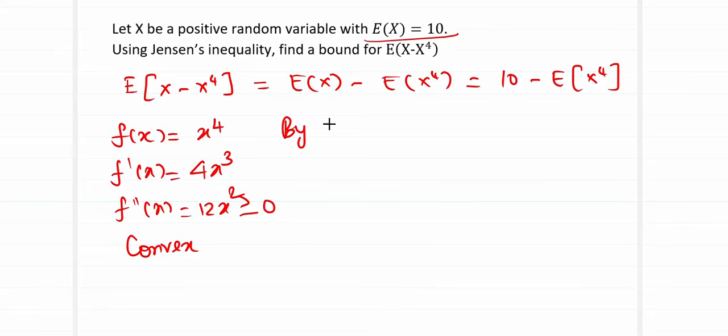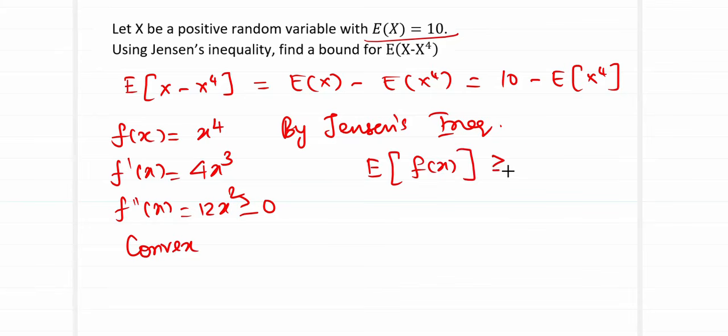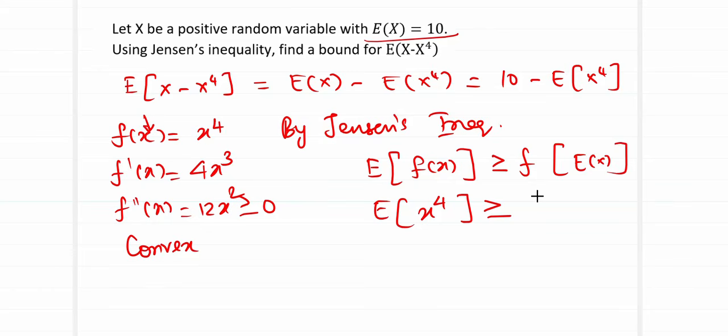So by Jensen's inequality, what do we have? Your expected value of f of X is greater than or equal to f of E of X. Now what we have taken for our f of X is going to be X power 4. This is greater than or equal to, in my function wherever I have X, replace it with E of X. So this will become E of X the whole to the power of 4. So this is nothing but 10 to the power of 4, because we know that E of X is given as 10, so this is 10 power 4.